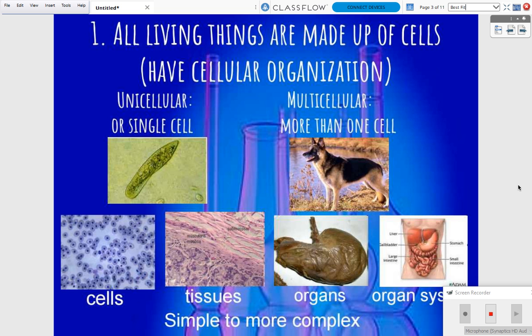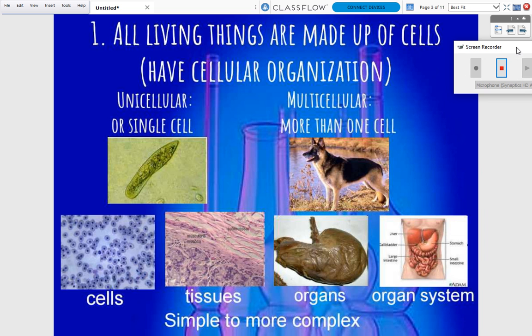Now, those cells are in a hierarchy of order. They start from teeny tiny cells, individual cells, that are grouped together to create tissues. And as those tissues function together to do the same task, they are what's called organs. And those organs working with other organs create organ systems. So we go from simple to more complex as we're talking about multicellular organisms.